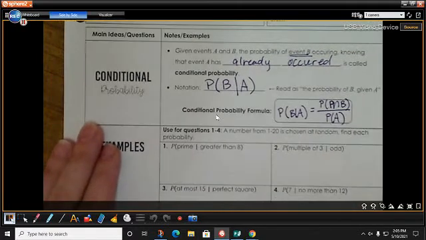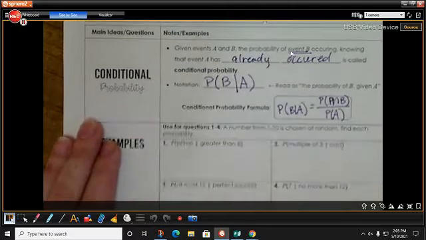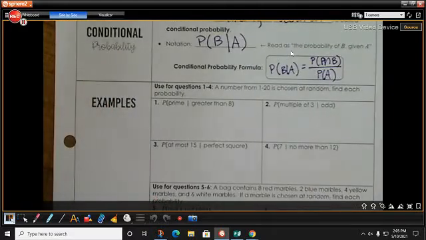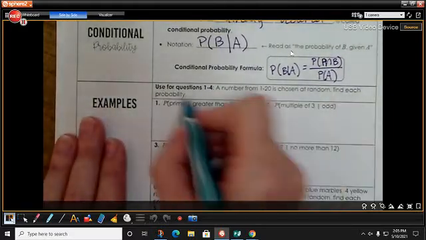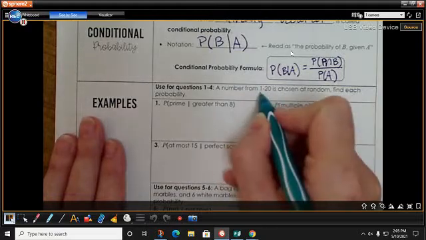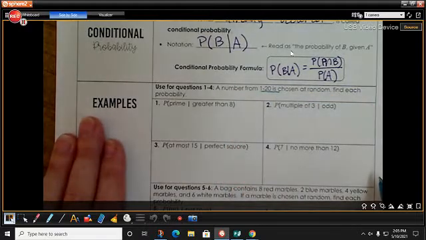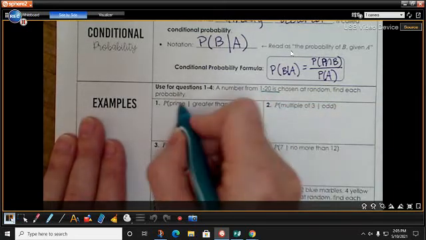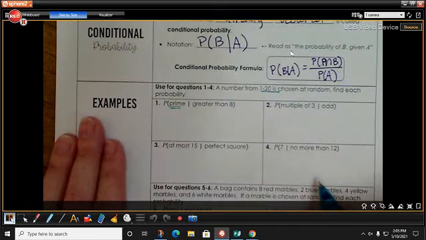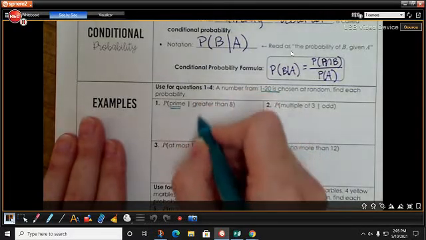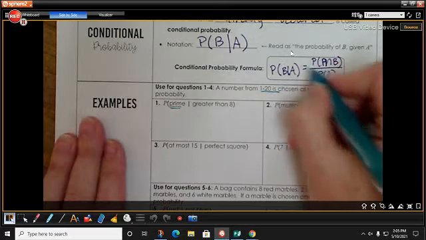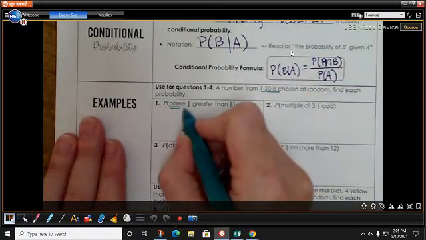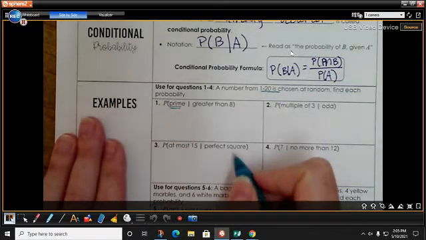Let's see what that looks like in real life and see if that helps you understand what this looks like in practice. For my first few questions, we're going to assume that we choose a number from 1 through 20 at random. We want to know the probability that a prime number is chosen given that we're choosing numbers greater than 8. So starting off, I need to find the probability of a prime being bigger than 8.